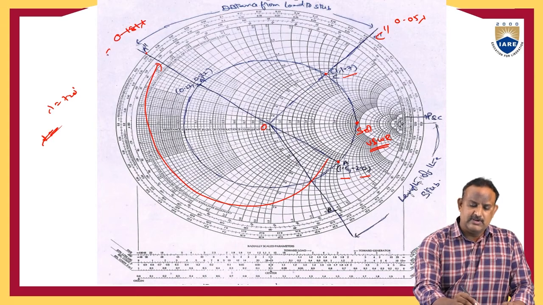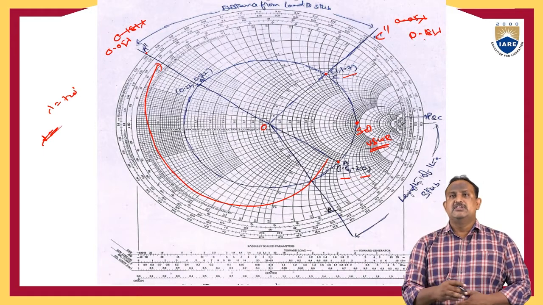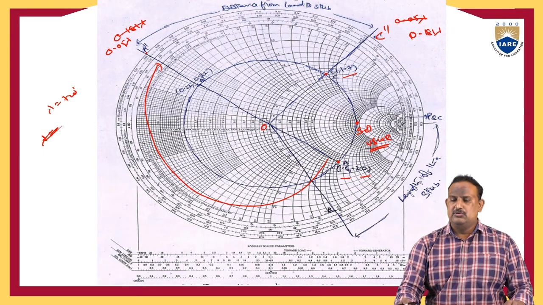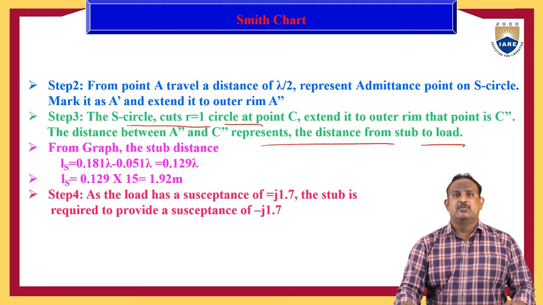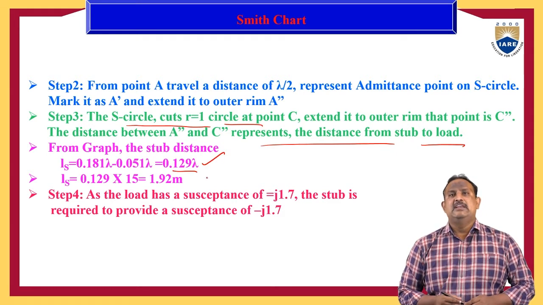Sorry, it is 0.05 lambda. It is 0.181 lambda. Now, for the distance between these two, we will use the distance of the load to stub. Therefore, LS is equal to 0.181 lambda minus 0.051 lambda, which is equal to 0.129 lambda.